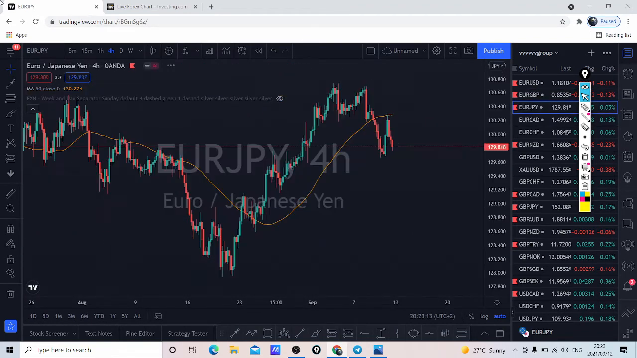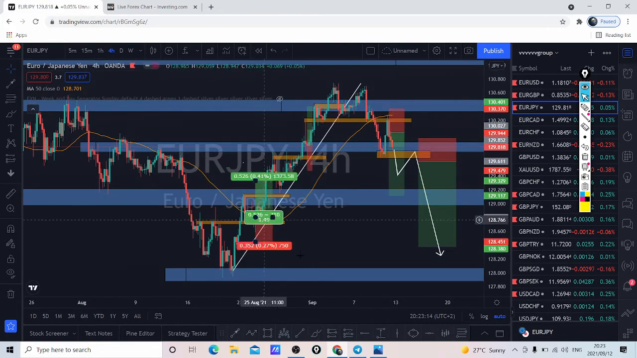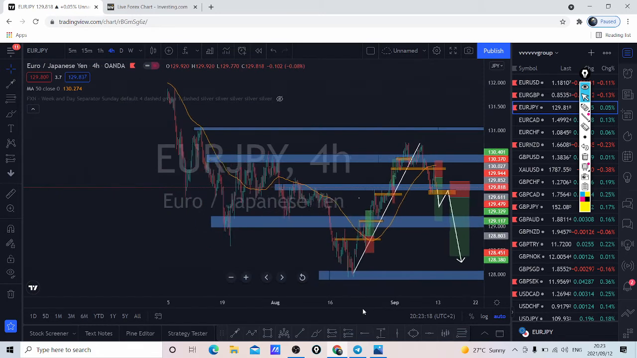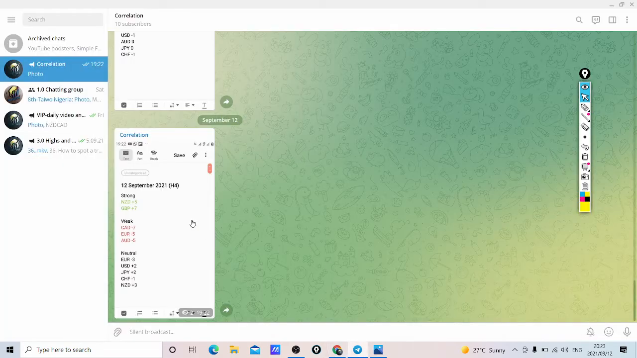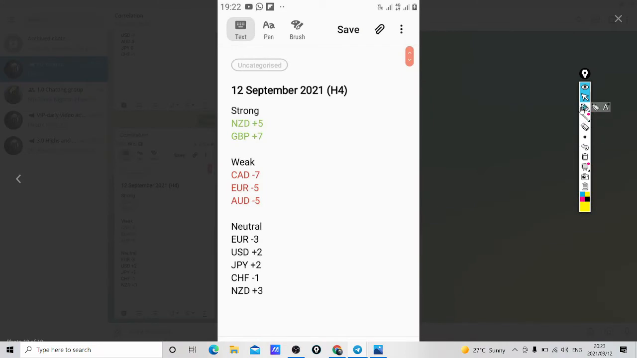Let's look at the Euro JPY. Okay, looking at these numbers, now let's use maybe this color here. Okay, Euro is selling while the JPY is neutral, meaning that the graph is still going to go down, although the JPY is neutral.